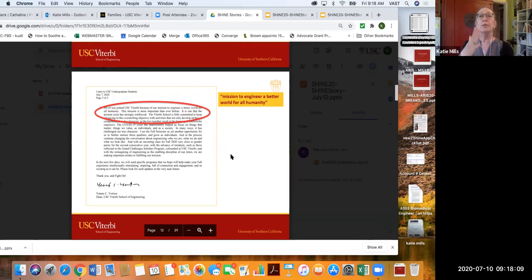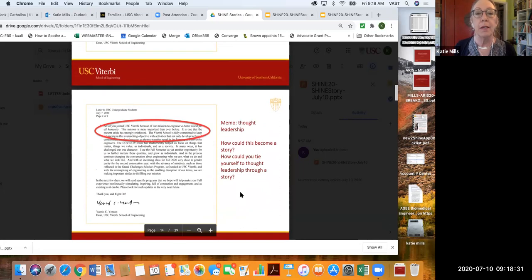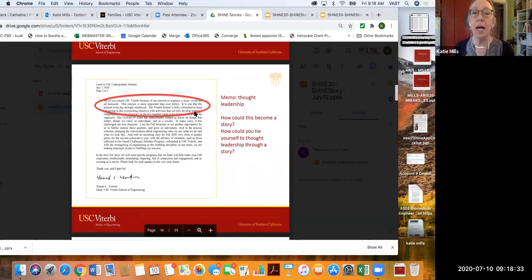So my values align with that. That's why I like working for Dean Yortsos, because basically I'm a person from the humanities. But I like technology. So for me, my values align really well with Viterbi. So we're going to think about that in terms of helping you identify your own values and tell a story about your values. Okay. So a memo is not really a story. Does anybody want to unmute and give me an idea, another idea of how Dean Yortsos could tell this as a story?